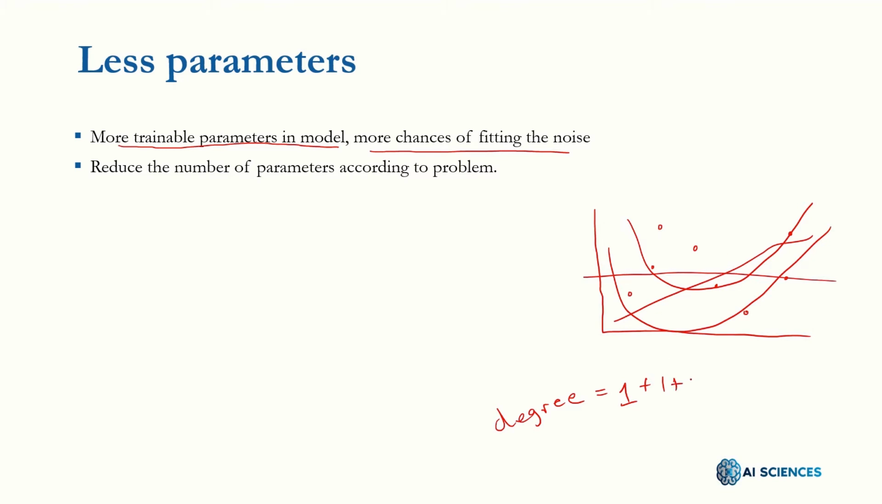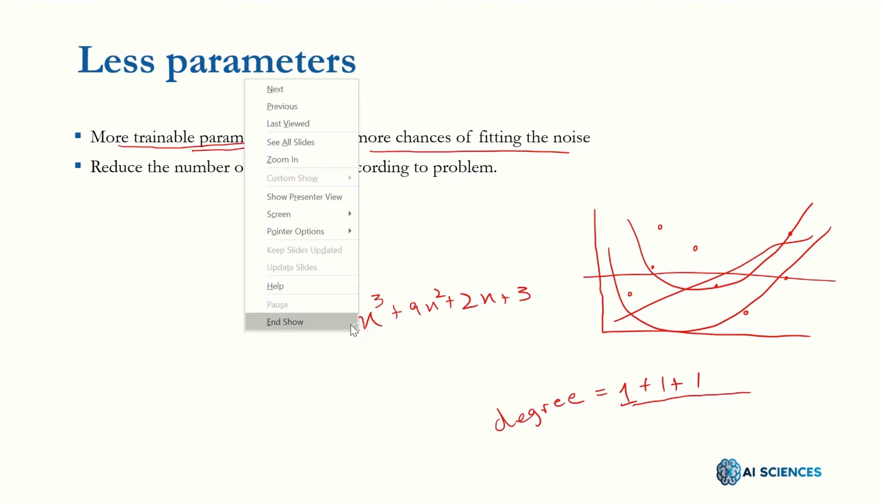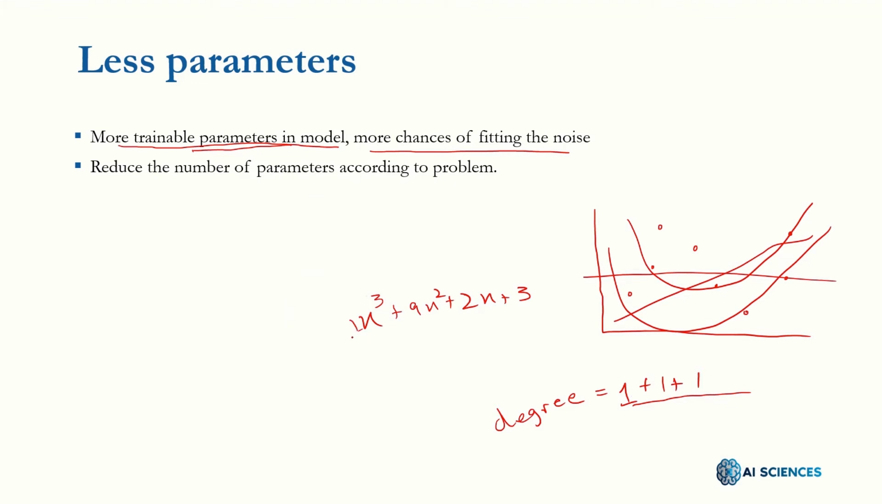As we are increasing the degree, it means we are increasing the parameters of the model, because when the degree is 3, we need at least 4 numbers to represent a 3-degree polynomial. For example, let's say x³ + 9x² + 2x + 3. For a 3-degree polynomial, we at least need these: 1 is the coefficient here, 2, 3, 4 parameters to represent this polynomial.